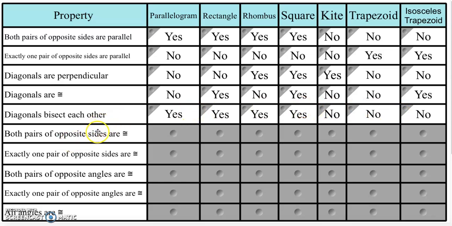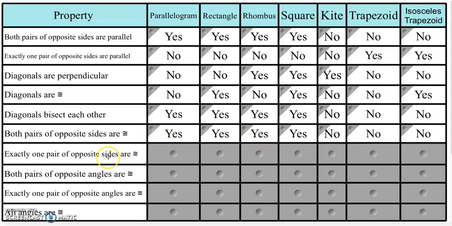All right, both pairs of opposite sides are congruent. That's again one of the 5 ways we can prove a parallelogram. So parallelogram is going to be yes, and any special one is going to be yes as well. Kite does not have opposite sides congruent, so that one is a no, and it's both pairs. So trapezoid, that's definitely a no, and so is isosceles trapezoid.